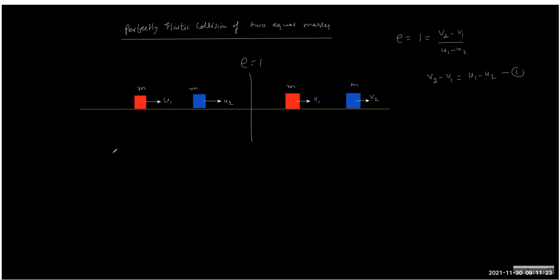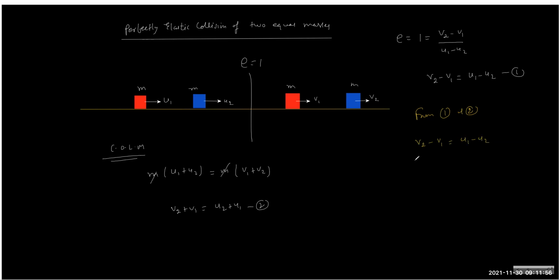And if you write the momentum conservation, things will be pretty easy because you can just take M common, which means the 1 plus 2, obviously 2 plus 1 equals 2. And now solving these two equations is very easy. So we can say from 1 and 2, V2 minus V1 is the difference, and V2 plus V1 is the summation.